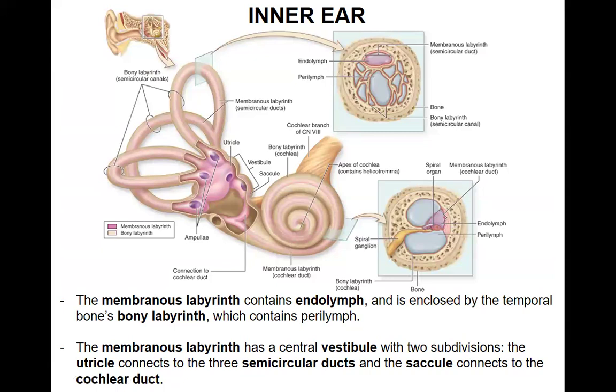You should think of this as a canal in which a pipe is extended. The pipe would be the membranous labyrinth, and the channel would be the bony labyrinth. The channel is filled with perilymph, but the pipe inside is filled with endolymph. And you should think of this in the same way with what's happening here in the cochlea.